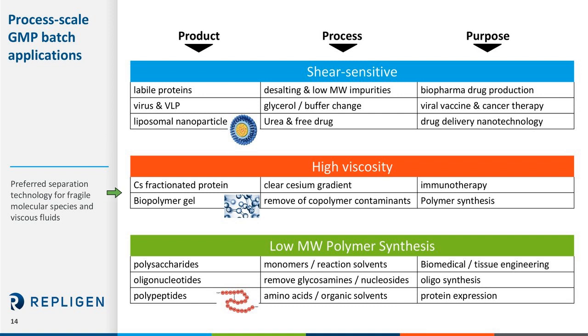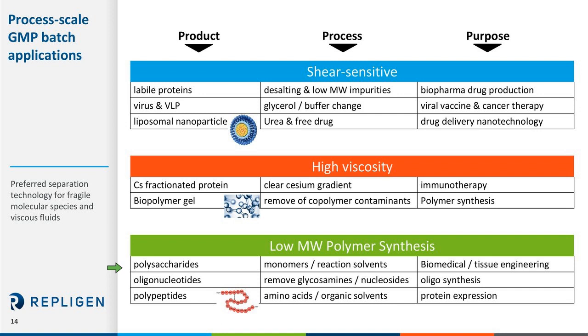Another area that's specifically useful for dynamic dialysis is when you have a high viscosity sample. Either it's a high viscosity fluid or more like a gel. One example is cesium fractionated protein, where you're separating protein in a cesium gradient and you may need to remove that cesium. This is often done for immunotherapy proteins. You also may want to purify a biopolymer gel that's extremely viscous and remove some of the undesirable copolymers, or remove some of the reagents that were used in that polymer synthesis.